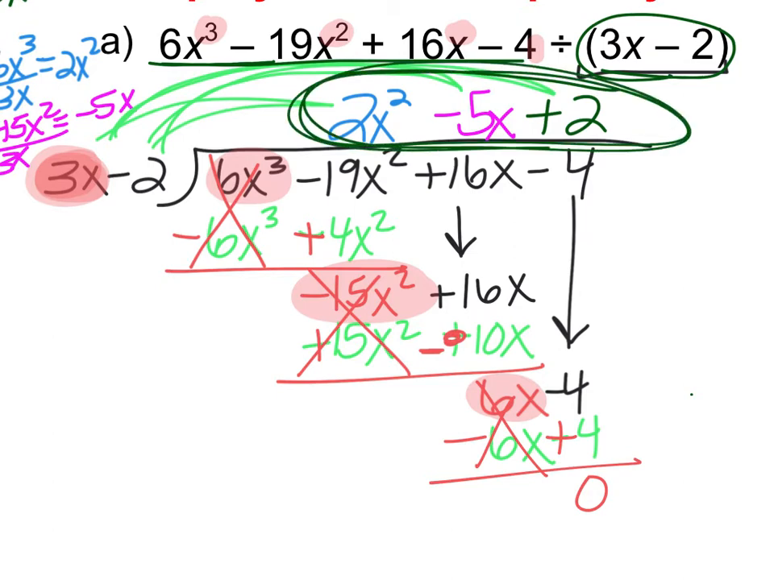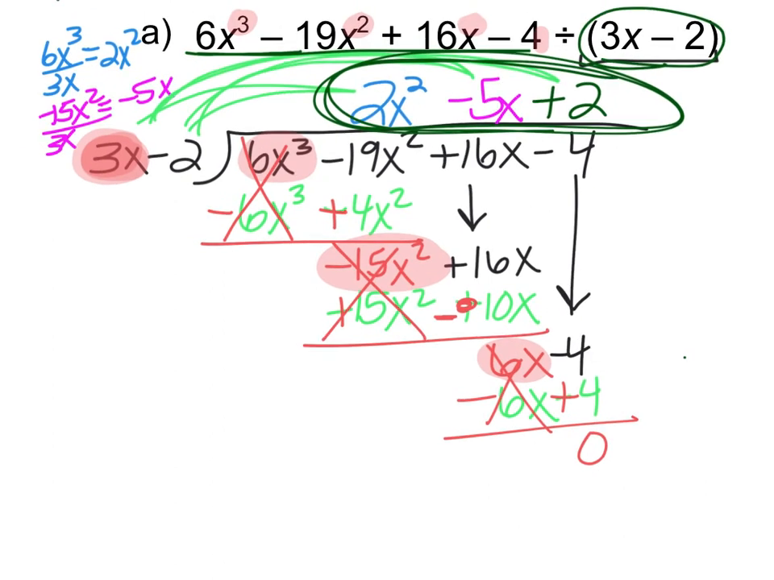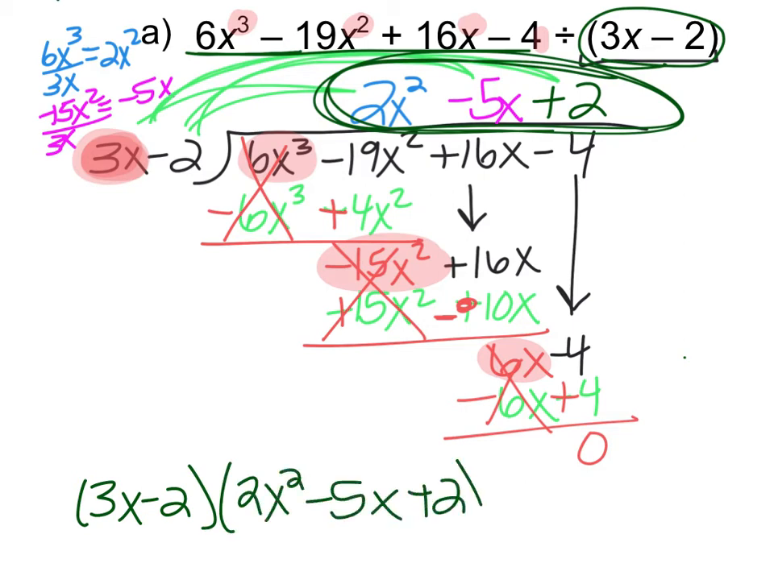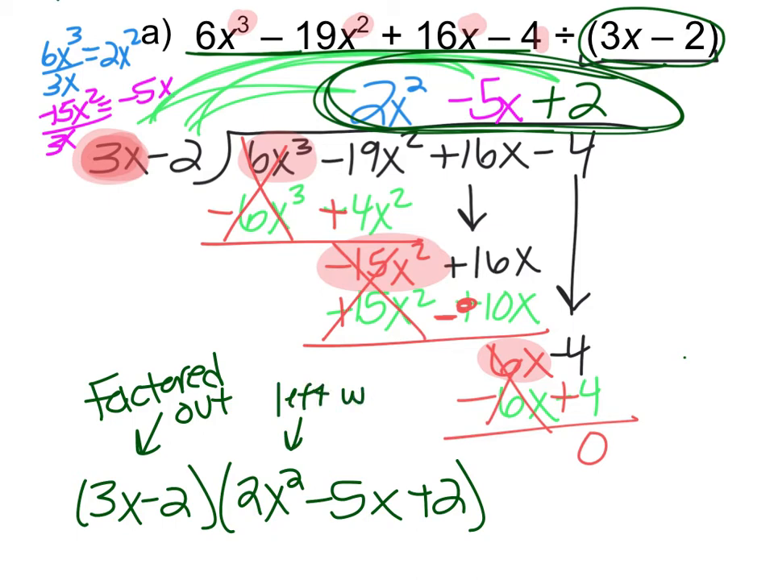Now there's the division, but then the directions also want us to write the polynomial all factored out. And we have partially factored it now because dividing is factoring. So what we did is we divided by 3x minus 2, and the answer we got was 2x squared minus 5x plus 2. So we factored out when we divided. We technically factored out the 3x minus 2, and we were left with that 2x squared minus 5x plus 2.